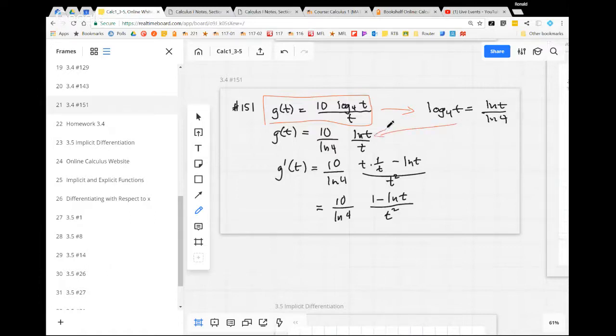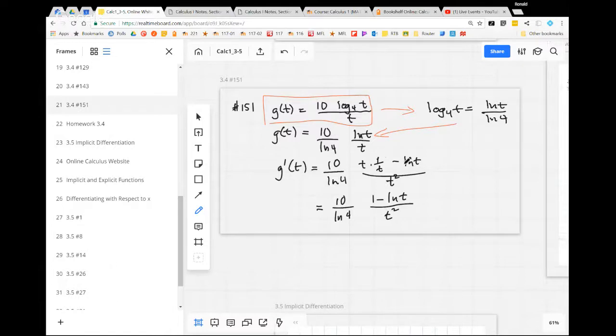As a result, that allowed us, once we know that, and by the way, the natural log of 4 is a number, it's a constant. And so it too can be pulled out of the problem. As you can see, I rewrote the function. 10 is a constant, and so is the natural log of 4. That leaves us with the other part of the problem, which is the natural log of t over the natural log of 4, over the natural log of t.